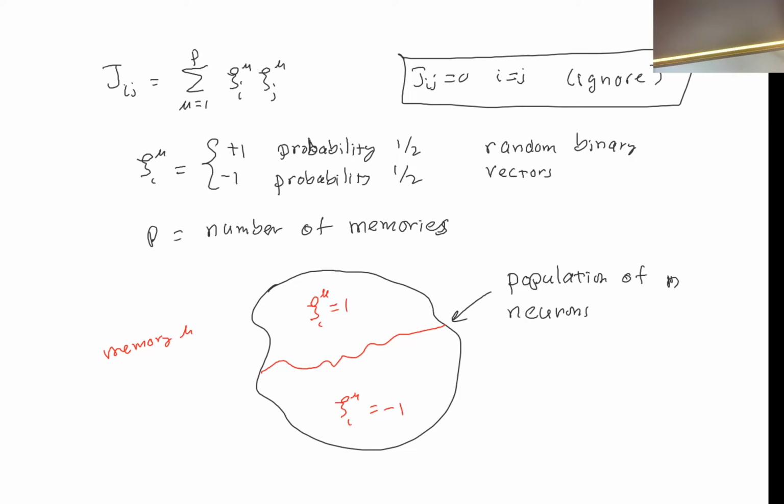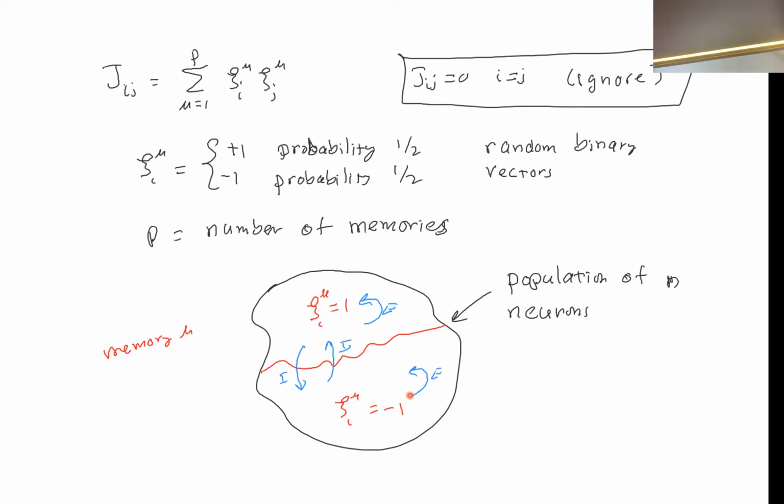If you look up here, if squiggle I mu and squiggle J mu are both positive, Jij is excitatory. So neurons in this half excite each other, E. Neurons in this half excite each other, these are also E. But if squiggle I mu and squiggle J mu, if this has +1 and this is -1, or this is -1 and that's +1, Jij is negative. So if you look across, then they inhibit each other. Okay. So neurons in this half excite each other, neurons in this half inhibit each other.